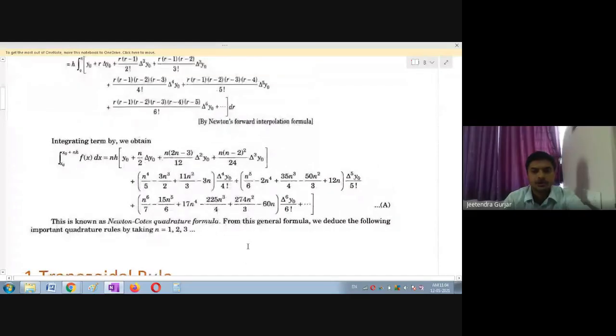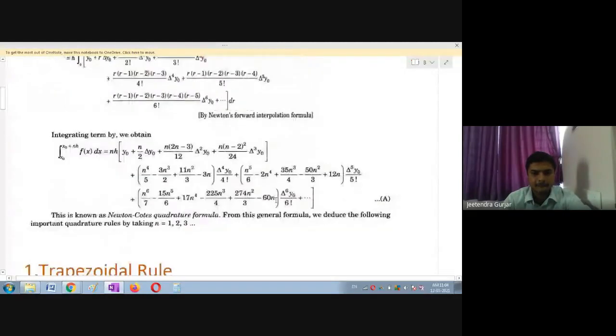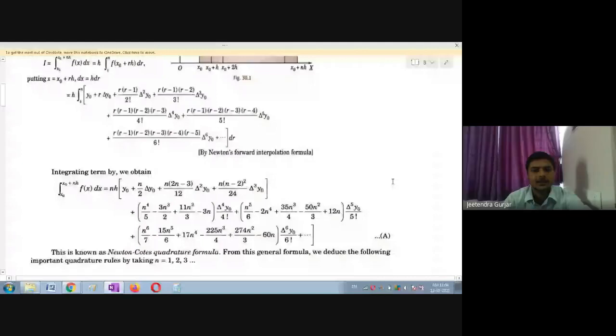Yes. So what we are going to do here, in this formula, I'm going to substitute n is equal to 1. Have you written it? Yes, sir. Thank you. Okay, thank you.